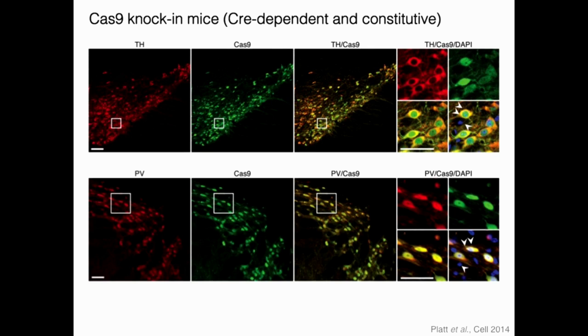The point here is that you get extremely good co-localization between the TH promoter as well as the Cas9. If you zoom in, you can see these particular individual cells that have really good co-localization of DAPI, a nuclear marker, tyrosine hydroxylase and Cas9, whereas cells that have DAPI, no TH, also do not have Cas9. And you see the same pattern in these parvalbumin mice.